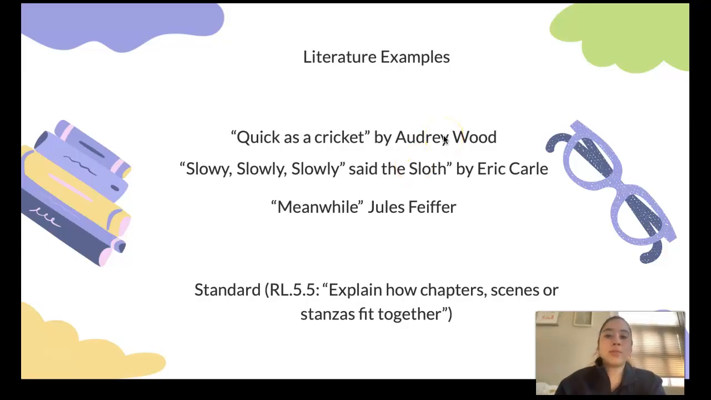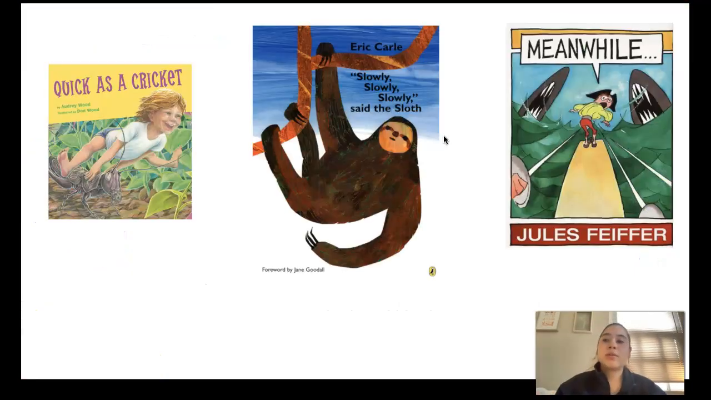For literature examples, there are 3 books that you can use. You can use other books, but these are the ones that I found, which are Quick as Crickets, Slowly, Slowly, Slowly, and Meanwhile. All of these use a lot of adverbs. They could be used from lower grades to higher grades, such as 5th grade, because they are picture books. Here are some of the pictures of Quick as a Cricket, Slowly, Slowly, Slowly, and Meanwhile, and they can all be used to learn adverbs, because most of the words are adverbs, like slowly, slowly, slowly.